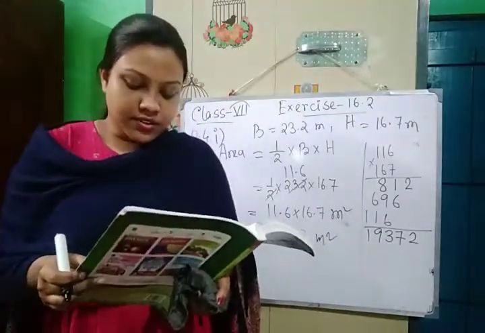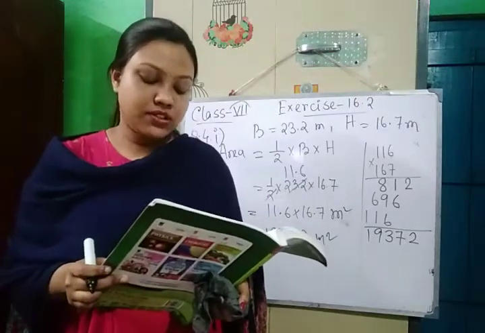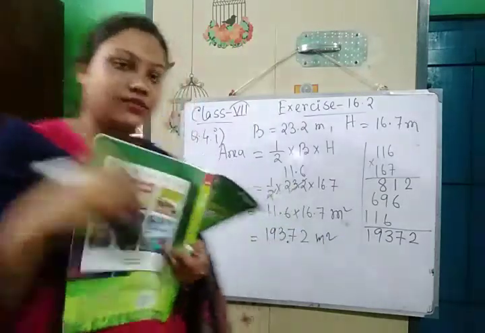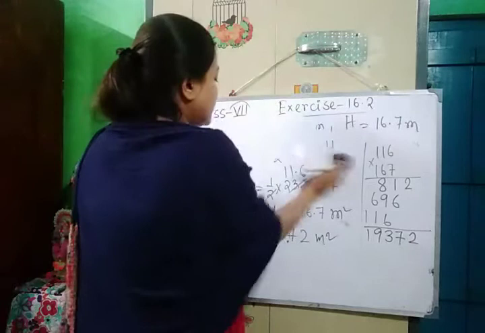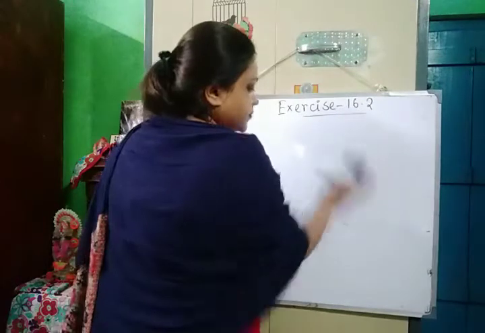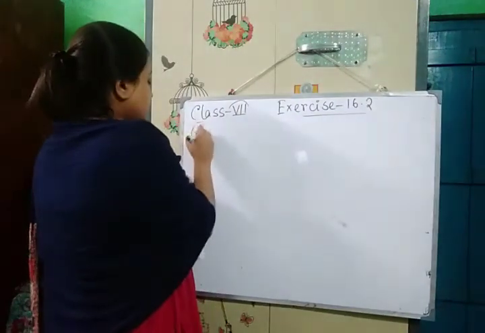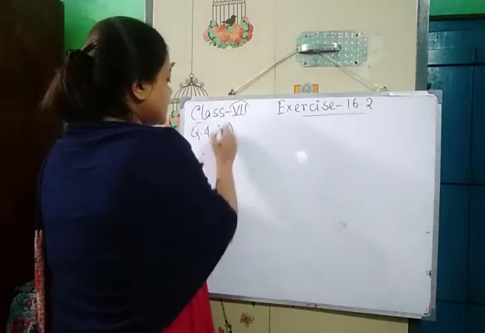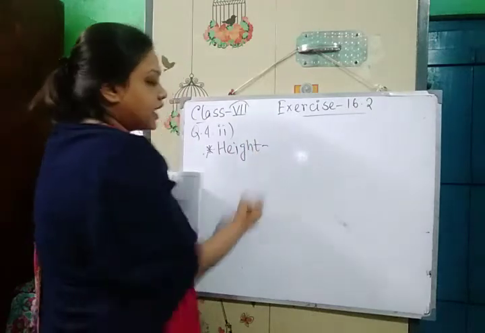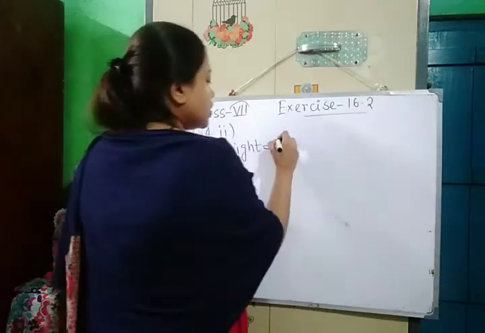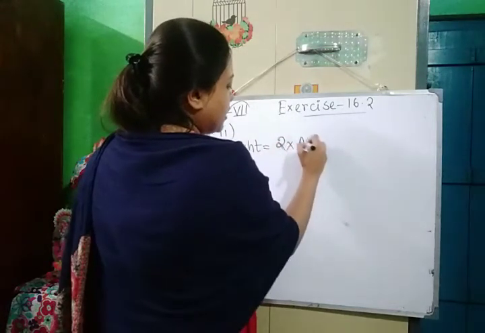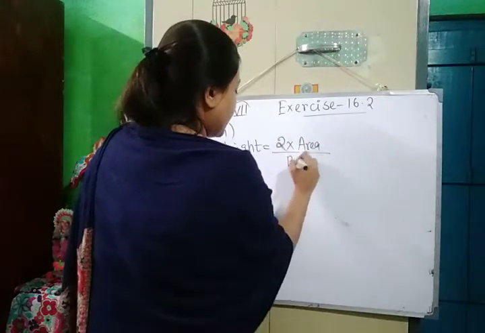Okay. Next, question number 4 Roman 2 is base given, area given, find out the height. So here again we need to know another two formulas. First formula is when the base is given and we are going to find out the height. The formula is 2 into area divided by base.